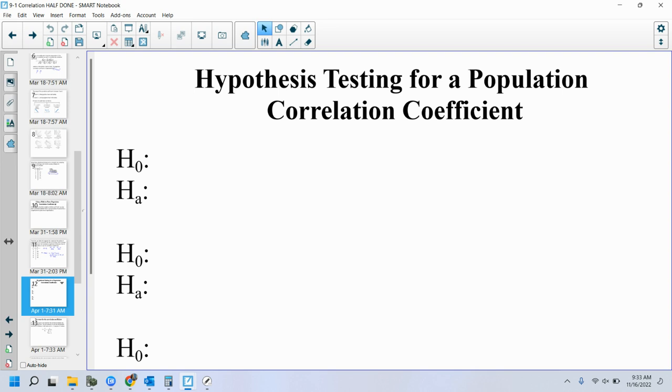So our null hypothesis is that rho is zero. This is for if there is just a significant correlation. Our alternative would then be that rho is not zero.